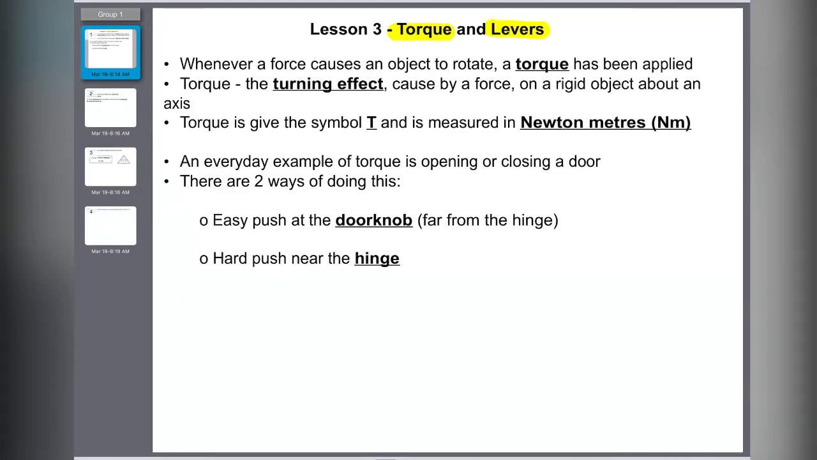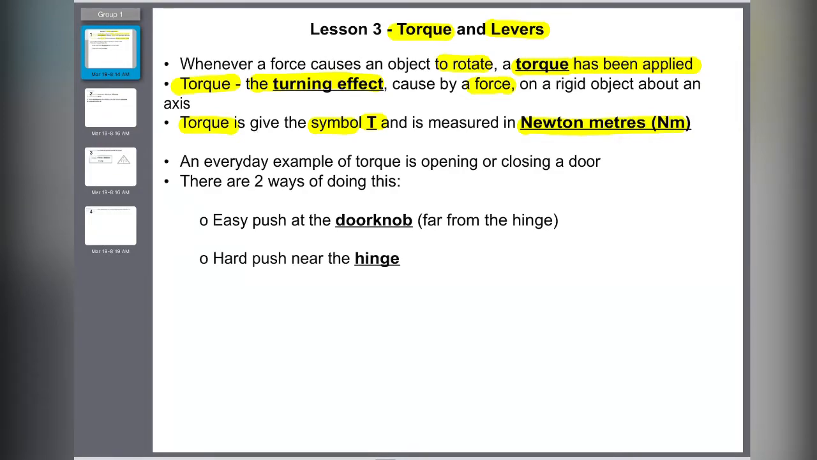When a force causes an object to rotate, a torque has to be applied. The definition for torque is the turning effect, usually caused by a force on a rigid object with an axis. The symbol for torque is capital T, and it is measured in the units called newton meters.